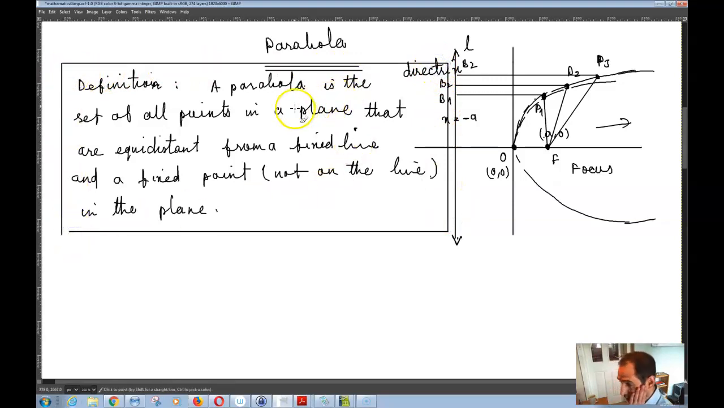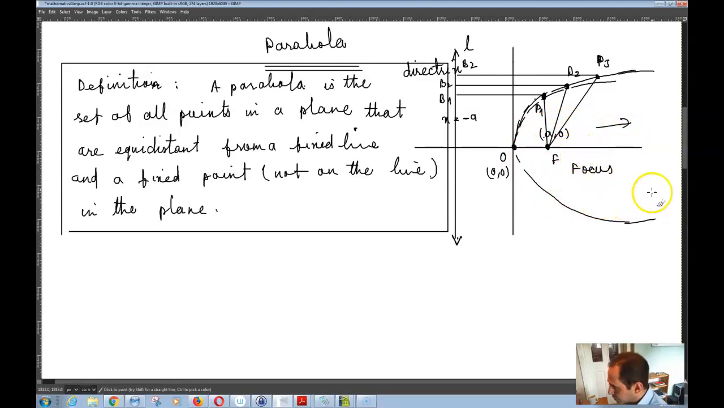So this is the definition of a parabola. A parabola is the set of all points in a plane that are equidistant from a fixed line, which is called the directrix, and a fixed point not on the line in the plane. That is basically what a parabola is. And so the fixed line is called the directrix of the parabola, and the fixed point is called the focus of the parabola.